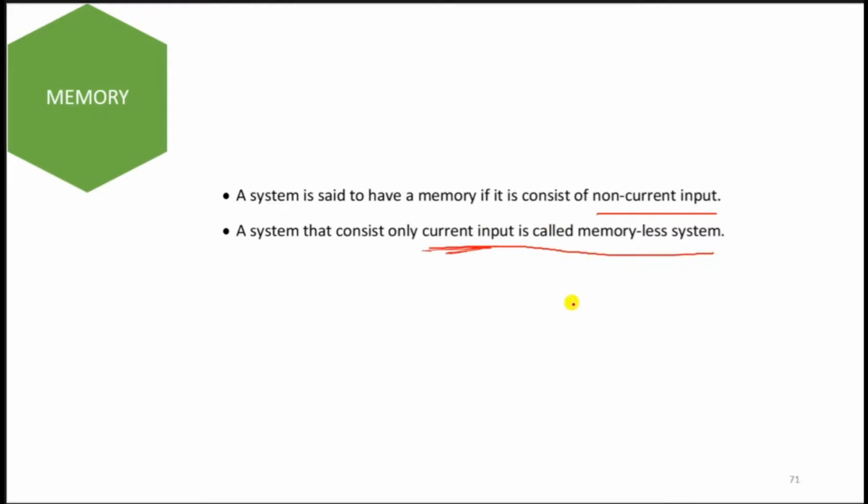So a real-time system has to be causal and with memory. Because if it has to work with future inputs, you have to add in prior data so that it can continue to process. So that is a function of memory.